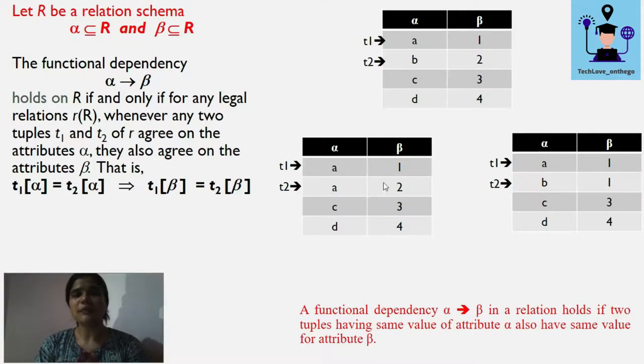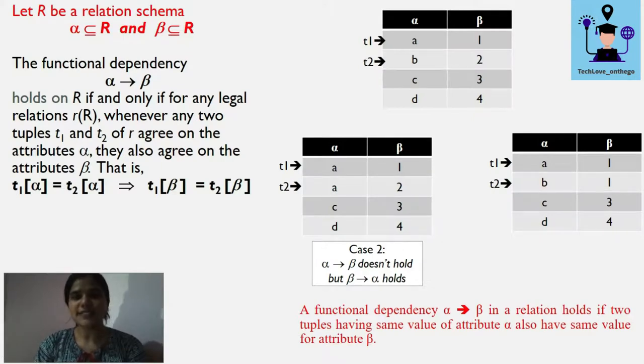So for this type of functional dependency, where different instances of alpha have the same value, the instances of beta should also have the same value. Only in that case will the functional dependency be valid, otherwise it will not be valid. So in this case we can see the functional dependency doesn't hold, because for the similar values of alpha in these two tuples we are not getting similar values of beta.